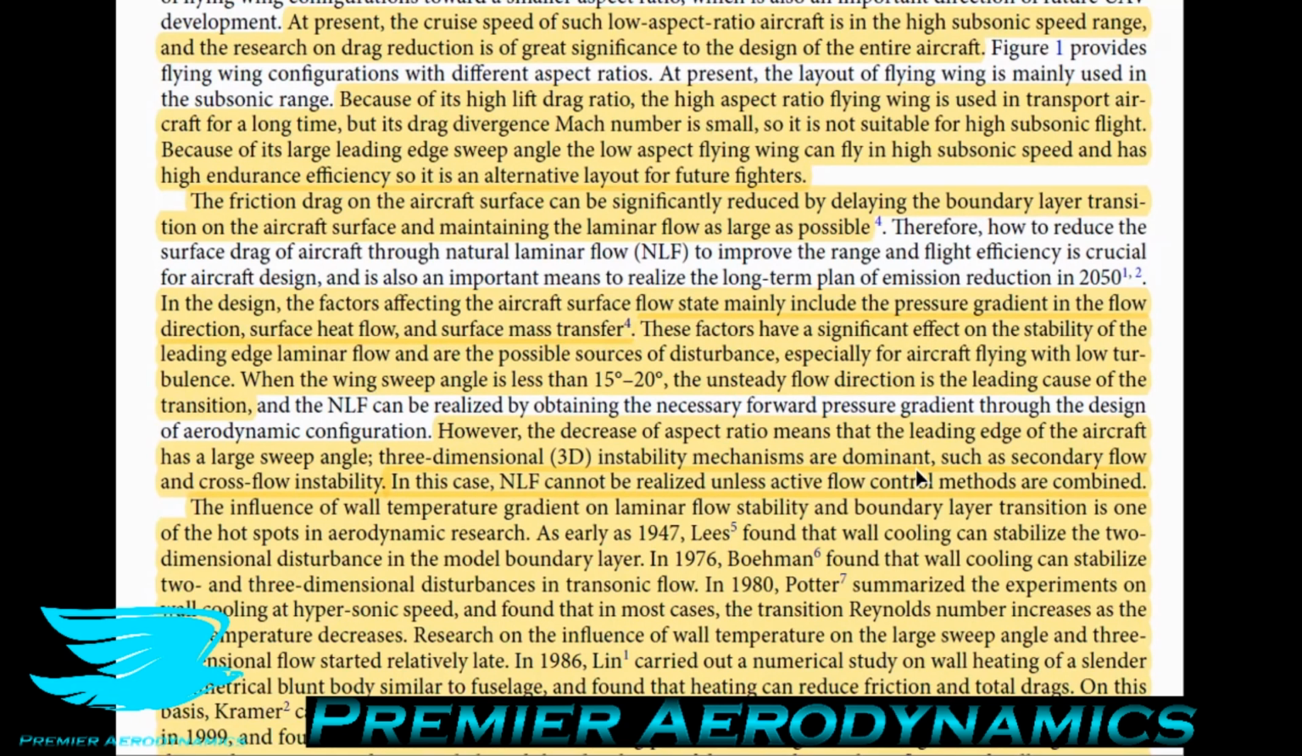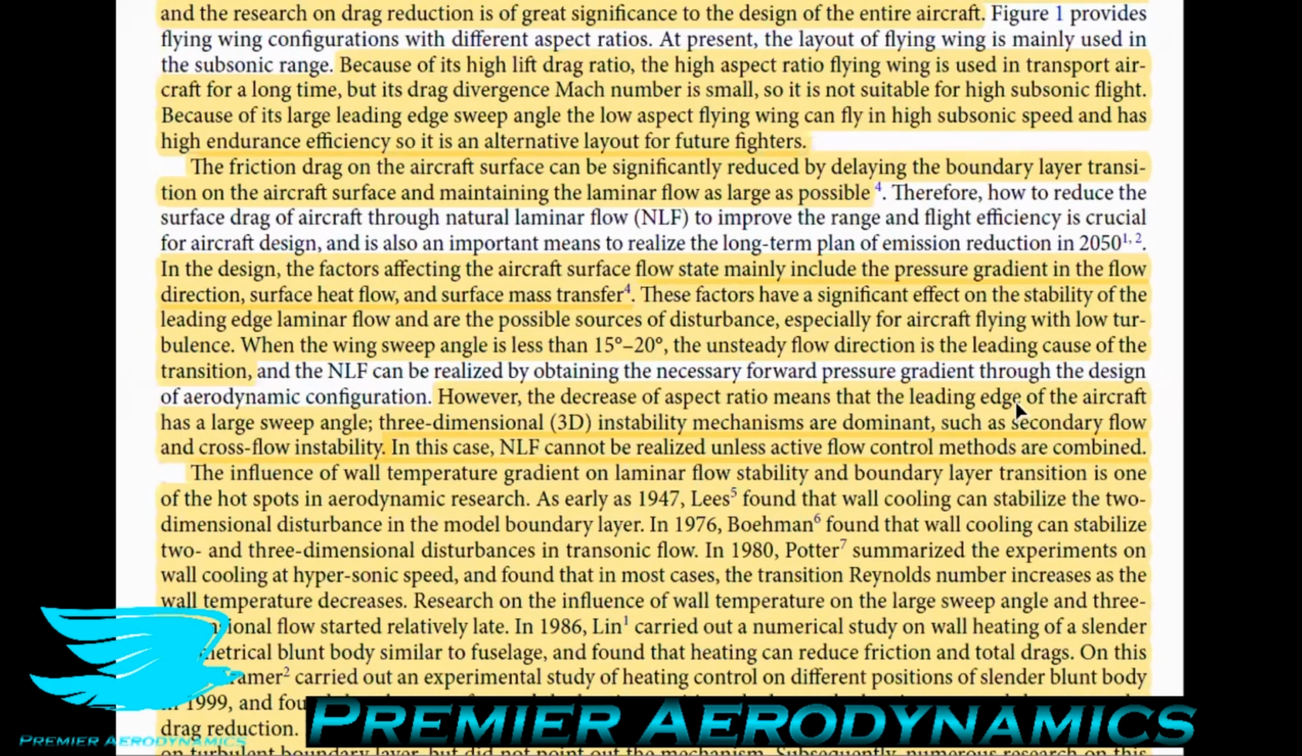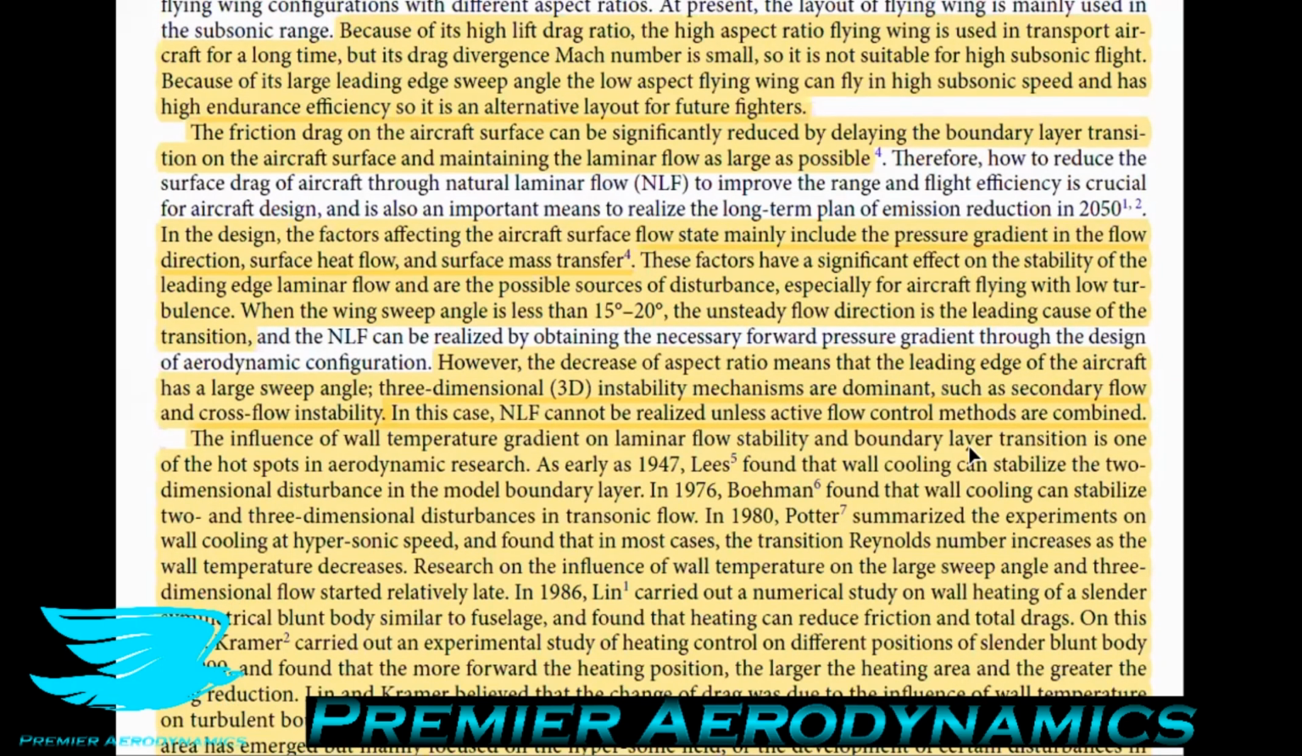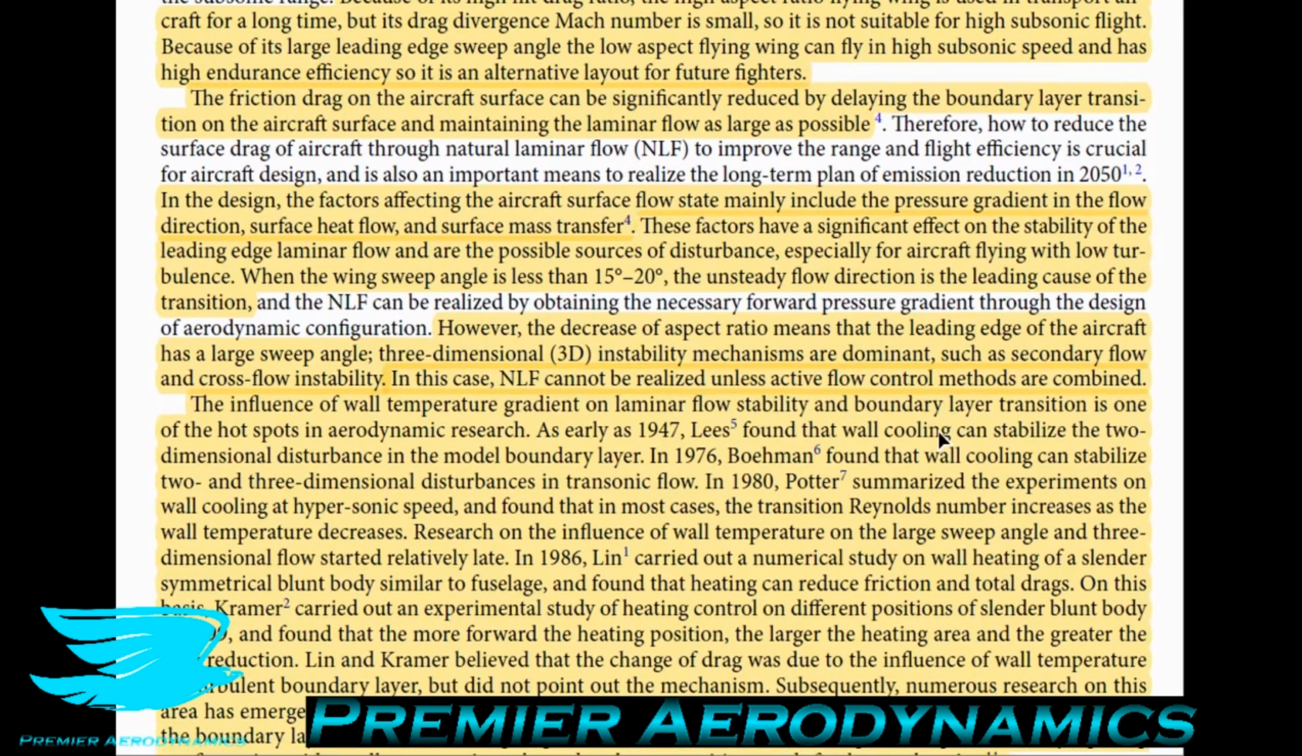So let's move on now. When the wing sweep angle is less than 15 to 20 degrees, downstream flow direction is the leading cause of the transition from laminar to turbulent. However, the decrease of aspect ratio means that the leading edge of the aircraft has a large sweep angle. So 3-dimensional instability mechanisms are dominant, such as secondary flow and cross-flow instabilities. So what does this mean? These are potential ways that a laminar boundary layer can break down into a turbulent boundary layer. There are many different ways that this can happen.